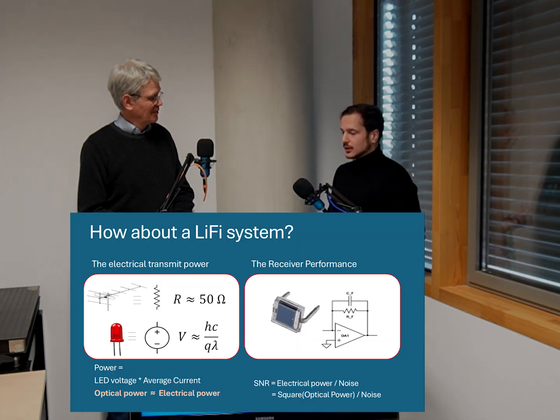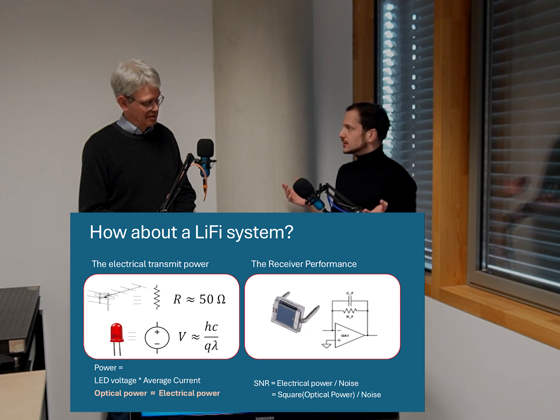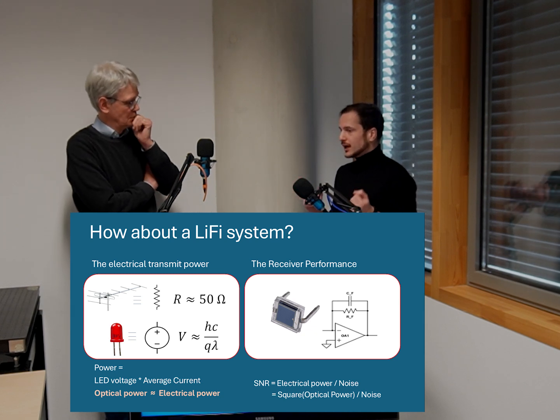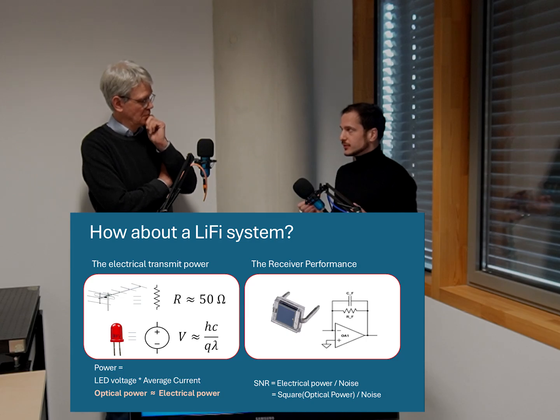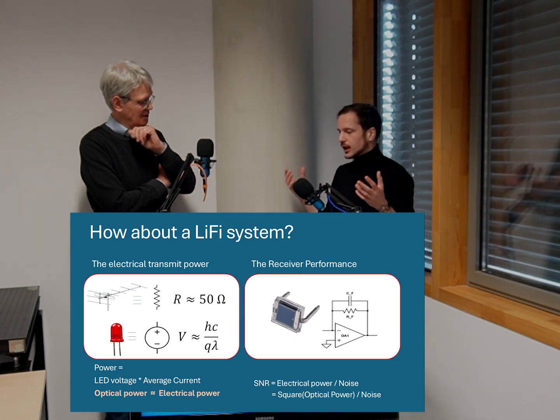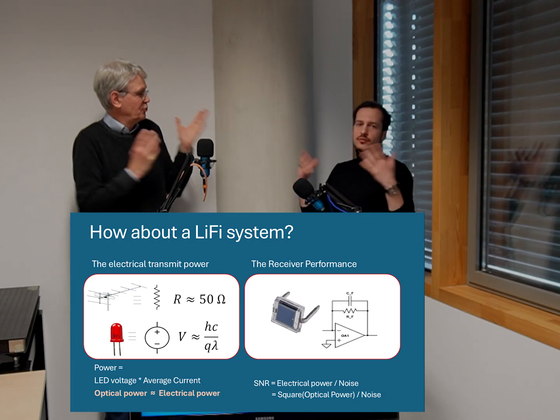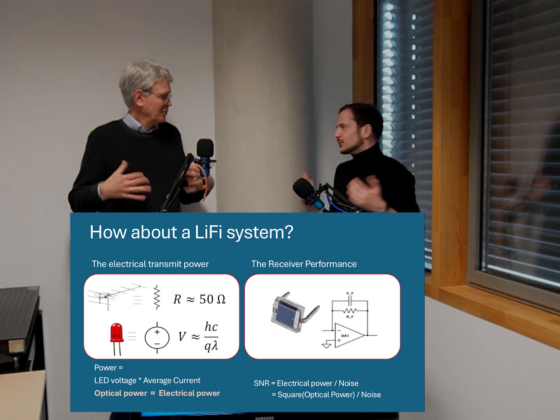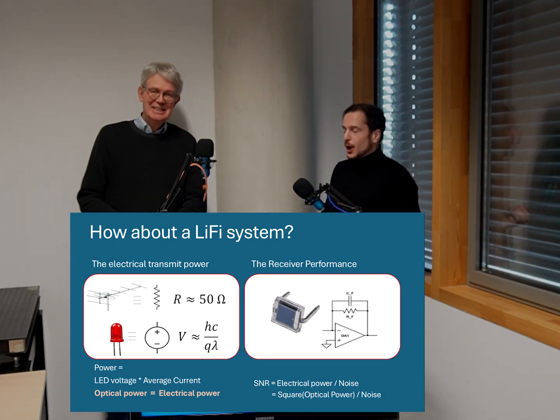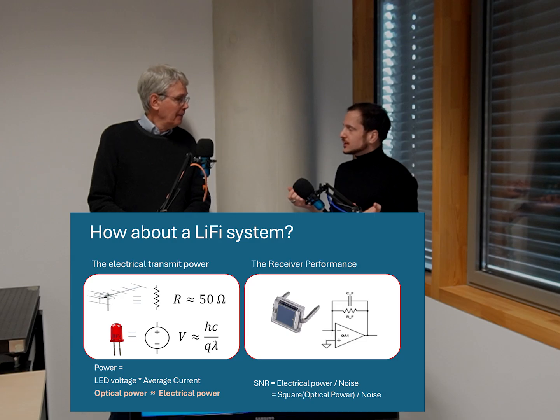Well, in LiFi, it's a little bit different because we do not have an antenna. We have an LED or a laser, which behaves a little bit differently from an antenna, because an antenna we usually consider as a resistor because it has, let's say, 50 ohms. Everyone knows 50 ohms. But can we do the same with the LED?